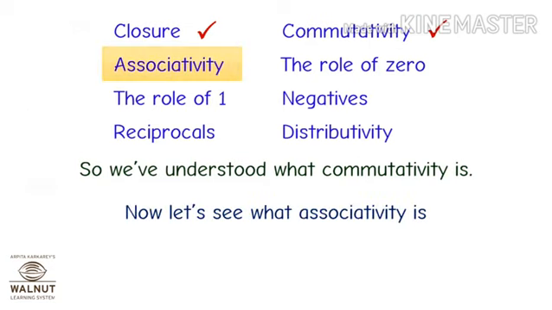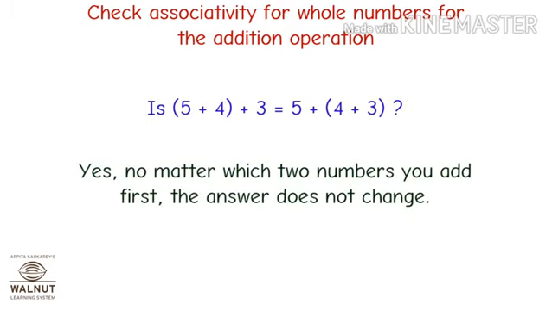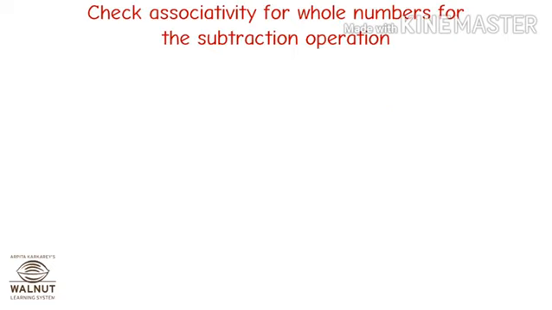Now let's see what associativity is. Associativity is like commutativity, but for 3 numbers. Let's check associativity for whole numbers for the addition operation. Is (5 plus 4) plus 3 equal to 5 plus (4 plus 3)? Yes, no matter which 2 numbers you add first, the answer does not change. So, addition is associative.